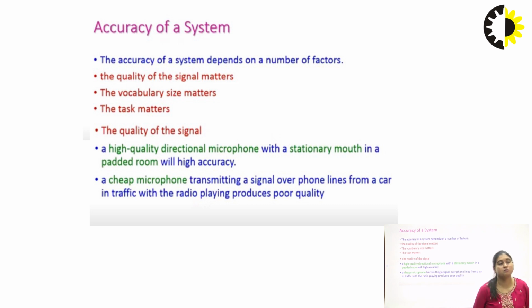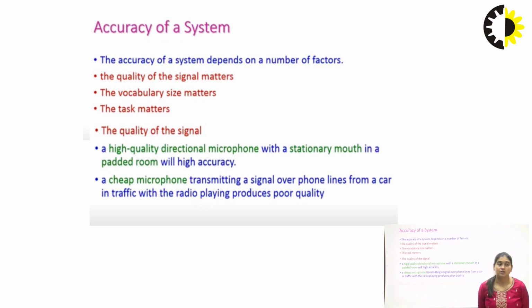The accuracy of a system depends on a number of factors. For example, I have listed these factors. First is the quality of the signal, which matters a lot. The vocabulary size also matters. Third, the task also matters. It also depends on the quality of signals to the extent possible.